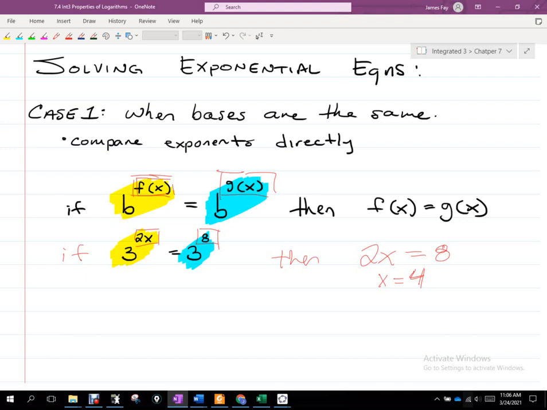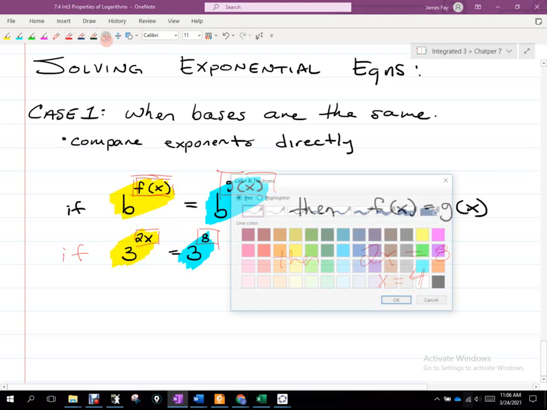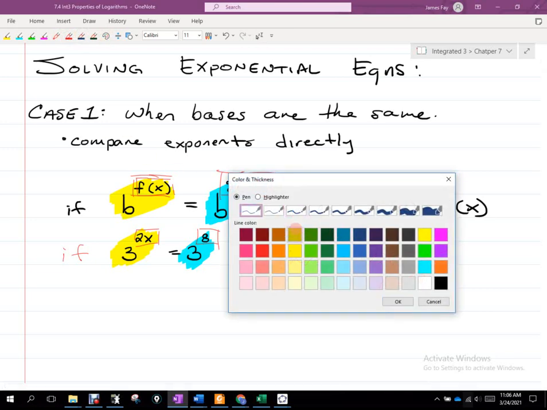All right, so let's go through. What I want to do is go through a series of examples here because they don't always end up being that easy. So we'll try to build to some more difficult ones.